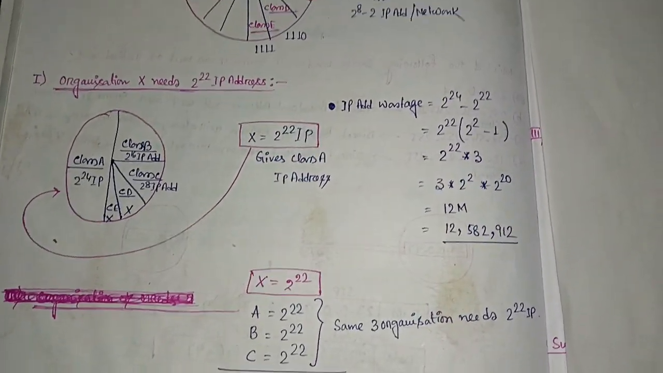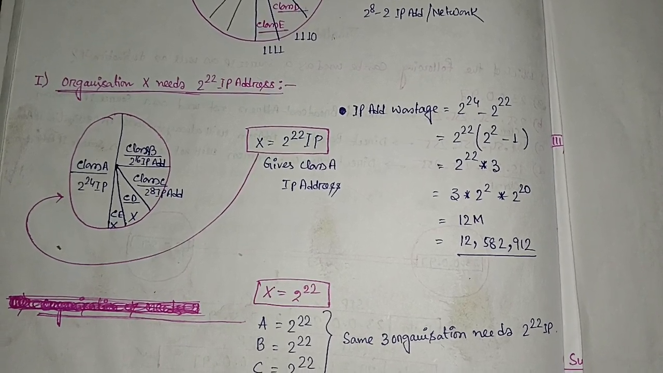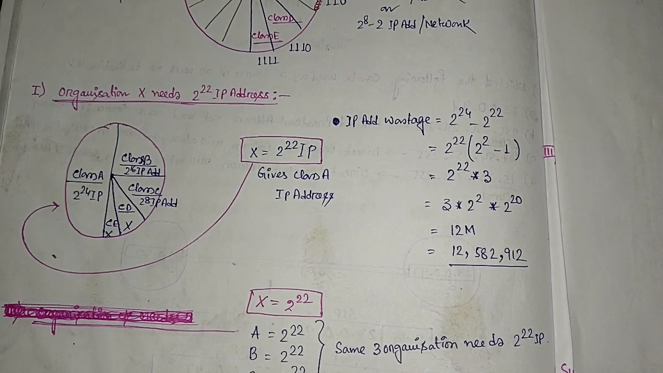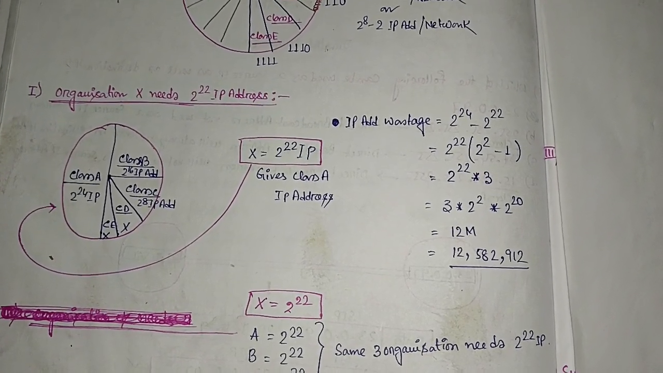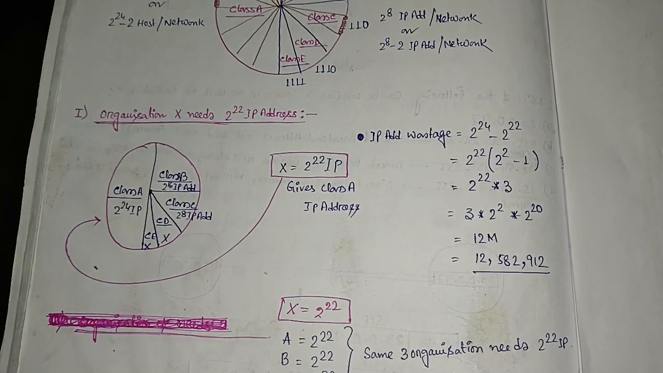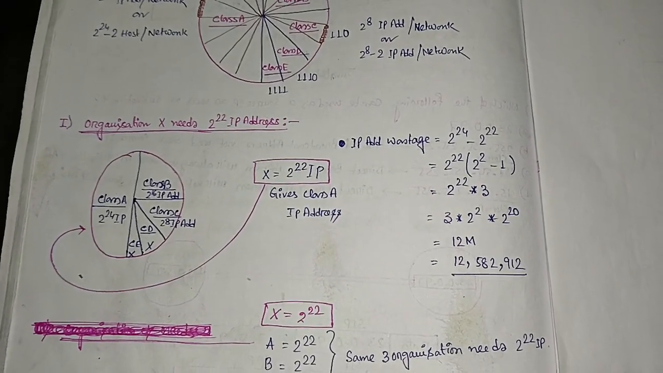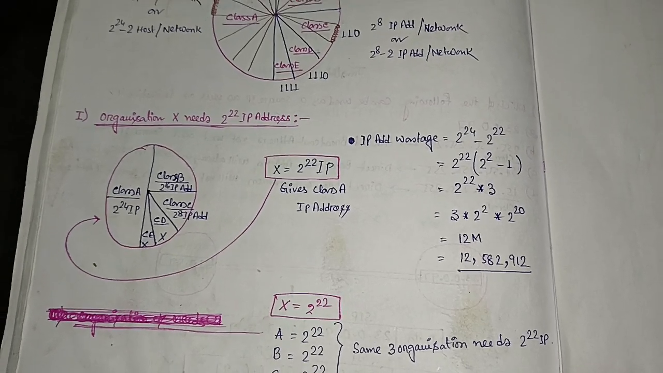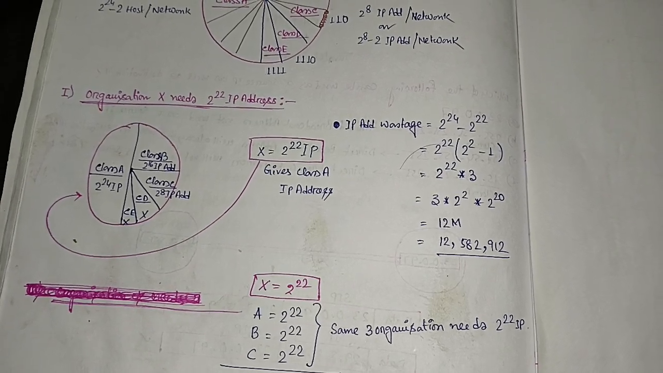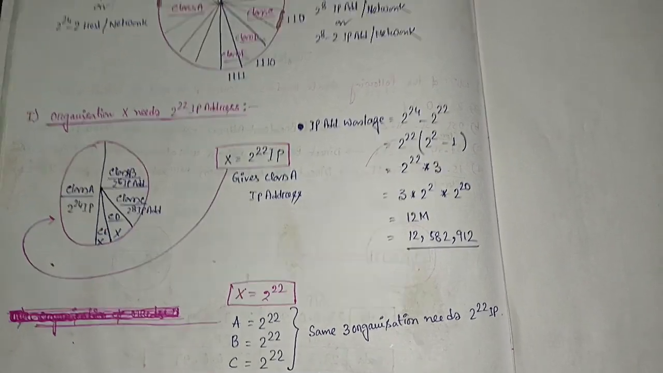So if organization X needs 2 to the power 22 IP addresses, we have to give a class A address, because class B gives 2 to the power 16 and class C gives 2 to the power 8. So IP addresses are wasted. 2 to the power 24 minus 2 to the power 22 is 3 times 2 to the power 22, which is about 12 million. So 12 million addresses are wasted.